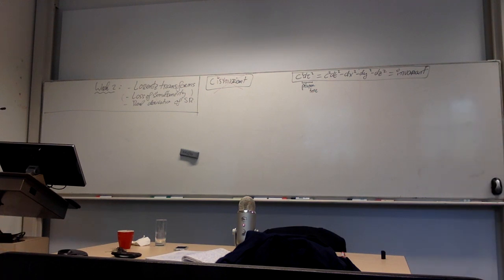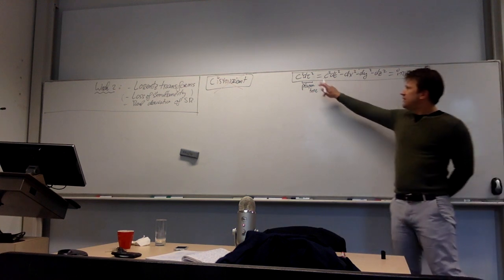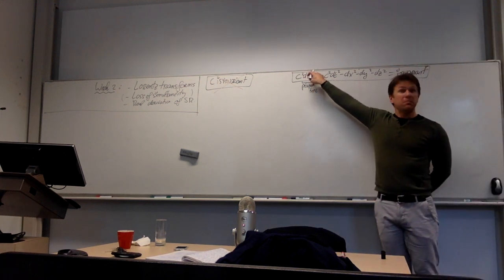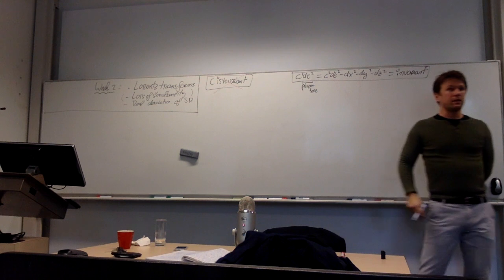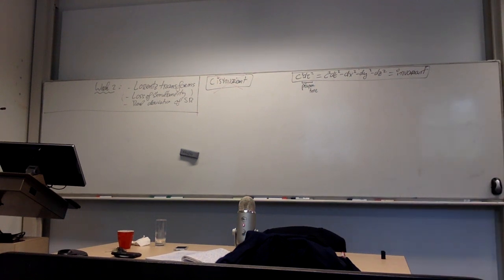Yes. Proper time is the amount of time that happens between two events that happen at the same location. Yes? That's by definition what we mean by proper time. Can you see that this d tau, this number here, must be proper time? Can you see that from this equation, that this must be the proper time?